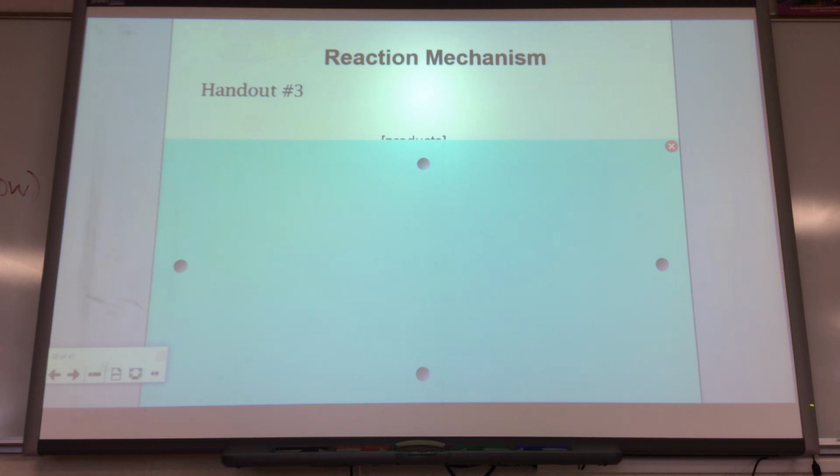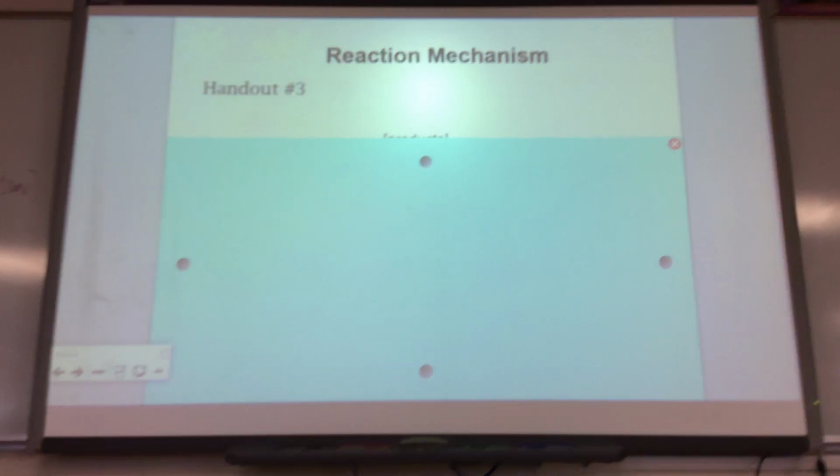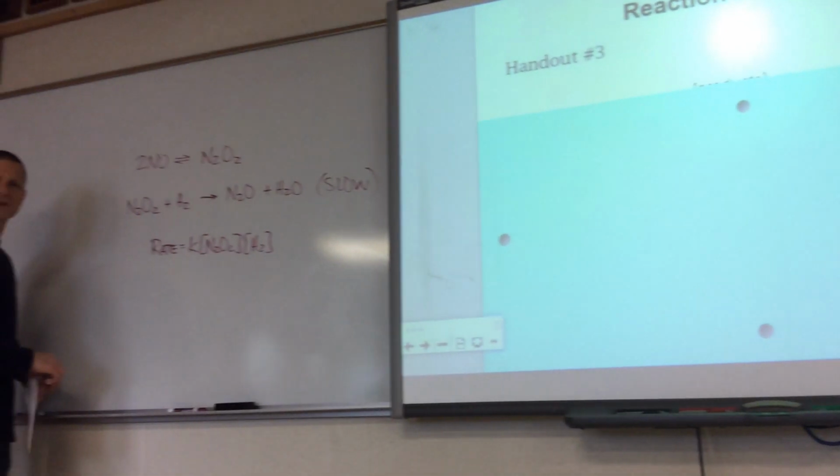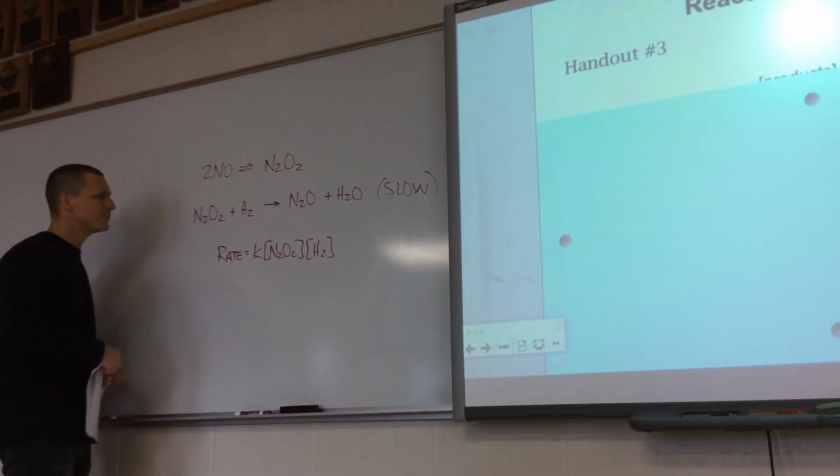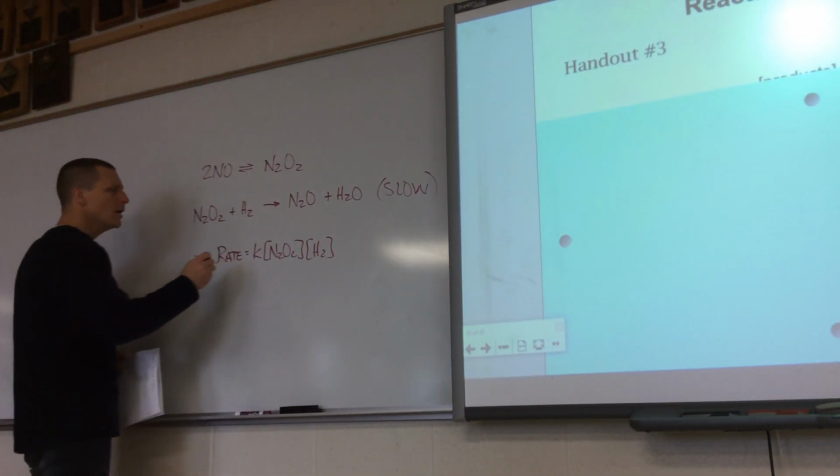However, what about N2O2? What do you see about N2O2 in the mechanism? What would you call it? Yes, it's an intermediate. The N2O2 we didn't start with, we don't know its concentration. So when I put the brackets around, that means the concentration of N2O2. It's an intermediate. It doesn't have a defined concentration. So that means we're going to move that over.